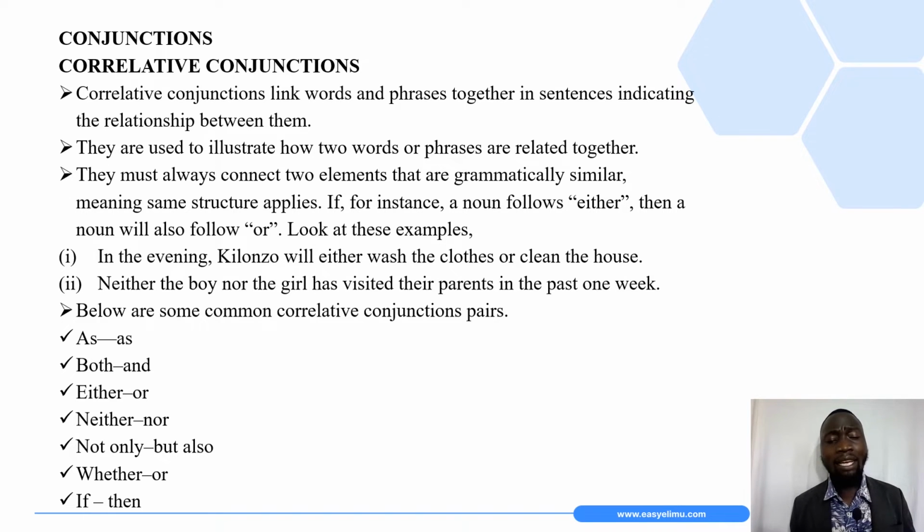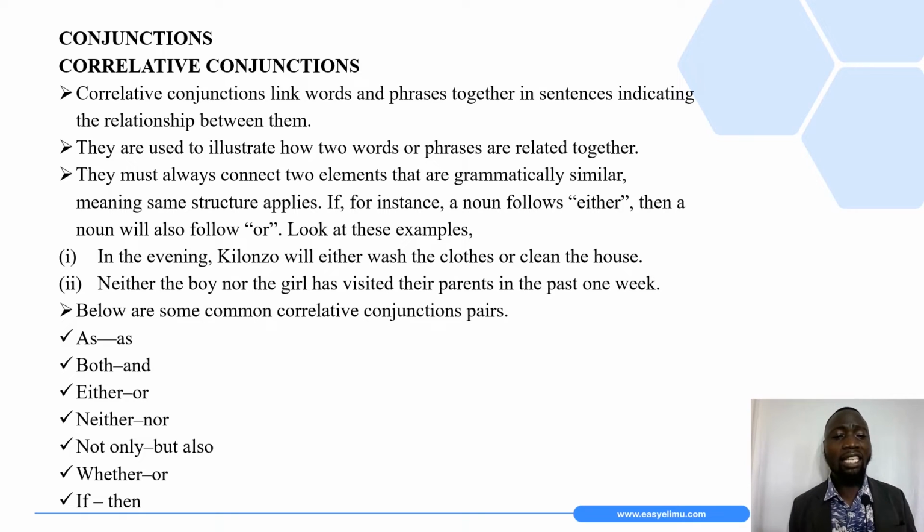So again, if we reflect on the rule that we read earlier on, that is, if for instance a noun follows either, then a noun will also follow or. So if you look at the two examples, you realize that we have the noun clothes, or a noun phrase, that is the clothes, coming after either. Then again after or, we have a noun or a noun phrase, that is the house, that comes after the verb.